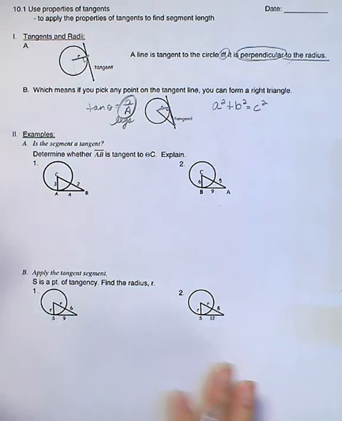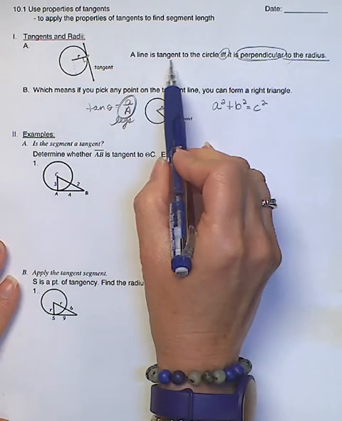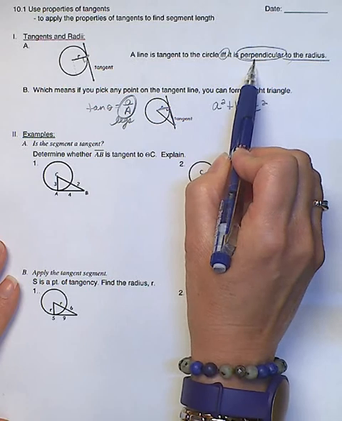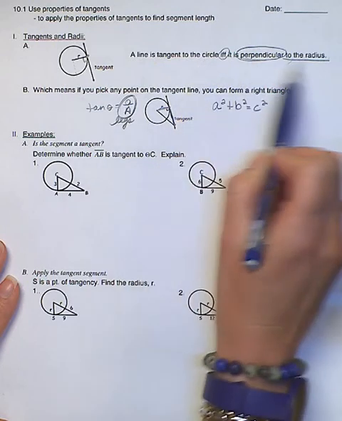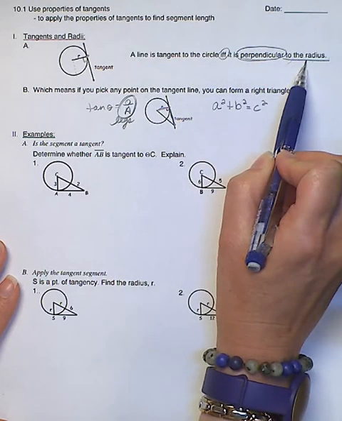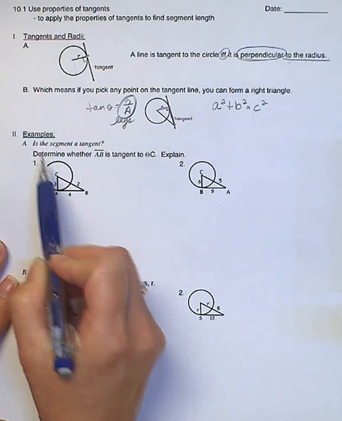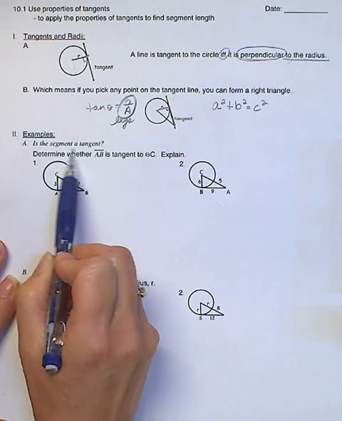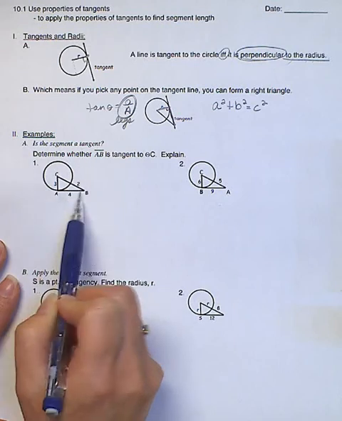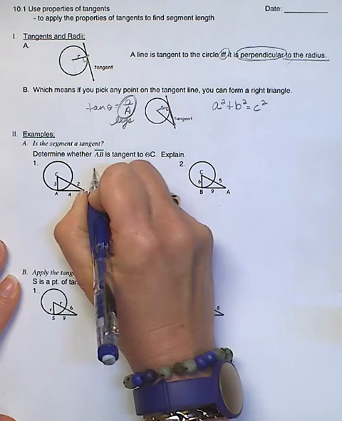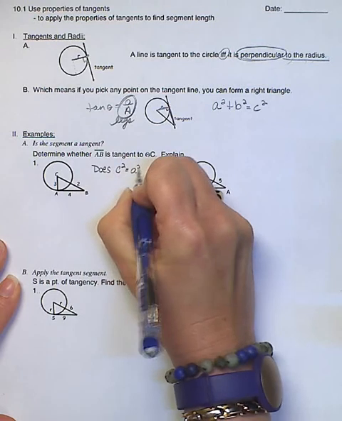So again, this sentence goes forwards and backwards. A line is tangent if it's perpendicular to the radius. So we'll only know if it's tangent if we can prove it's perpendicular. We can only prove it's perpendicular if the Pythagorean theorem actually works. So this is a scenario where we're going to check to see if it's a tangent. Determine whether segment AB is tangent to circle C. So we're really asking ourselves, is c squared really the same as a squared plus b squared? Is the Pythagorean theorem really working?